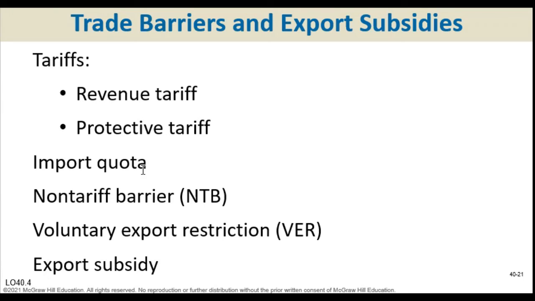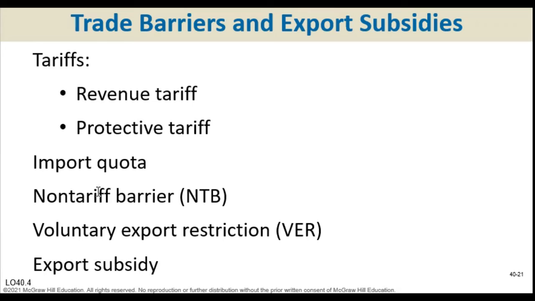We also have the import quota, another common barrier to trade. A quota is a limit on the amount of a particular good that can be imported in a given time period. So the idea is that by limiting the supply, you drive the price up, thereby making the imported good more expensive than the domestic competitor.